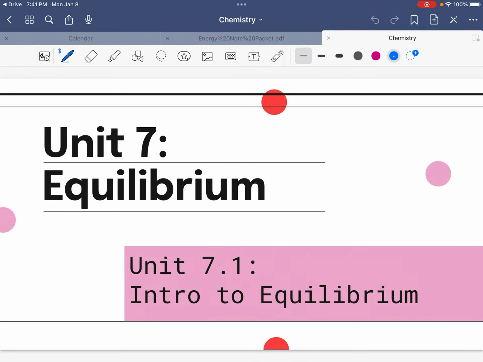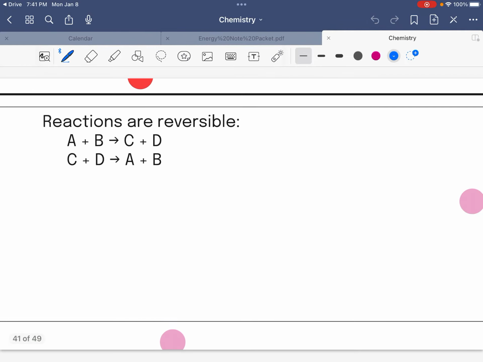This lesson is over Unit 7.1, Intro to Equilibrium. So here we have two different reactions, and it's just showing that reactions are reversible. We would say that this first reaction is the forward reaction, whereas the second one would be the reverse.